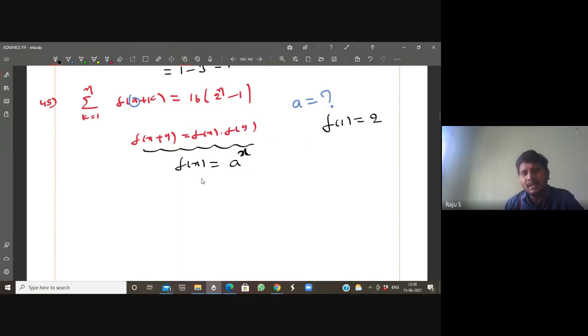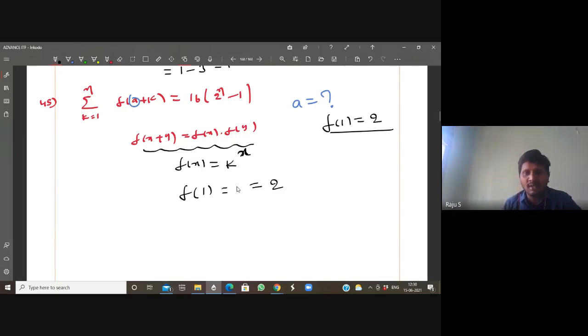But here, when I substitute the given condition, f of 1 is equal to 2. f of 1 means a power 1 is equal to 2. Then what is the a value we got here? No. Here, this a is different, I wrote it in general form. Otherwise, instead of a power x exponential function, you can take k power x. You may not be confused because here they are asking small a value. Again, if I take a power x, you might be confused.